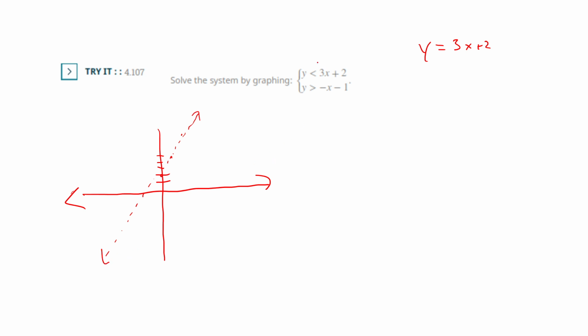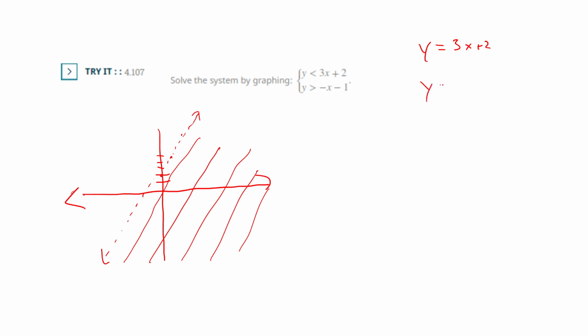Now, I want the y's that are less than the line that I just created. Well, where are the less than y's? They're down here. So I'm going to do this because I don't have the power of that color they had. Okay, so that's the solution. This first one is below. Now let's do the other line.